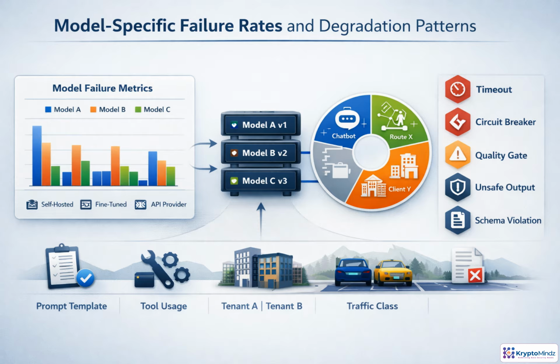Track errors, refusals, validation failures, and fallback triggers separately for each model, route, tenant, prompt template, and traffic class. That segmentation tells you whether the platform is unhealthy, a provider is degrading, or one fine-tune is drifting. The goal is fast isolation. Identify the failing model, understand the failure pattern, and route traffic safely while the team investigates.